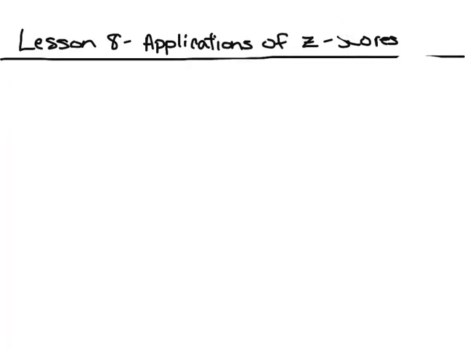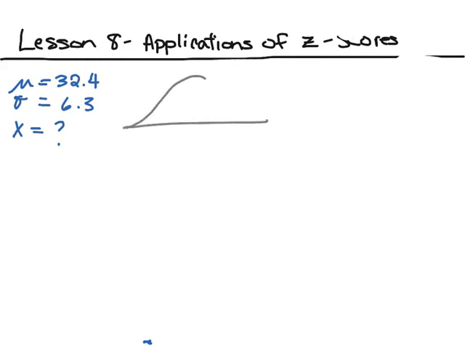Example 2. A manufacturer of video games offers a warranty. The average lifespan of the games is 32.4 months. Standard deviation is 6.3 months. They want to offer repairs to less than 1.5%. So we don't know our x. So sketch your curve. 32.4 is in the middle. We want this area right here.